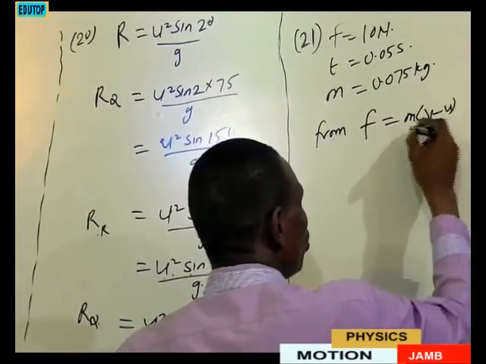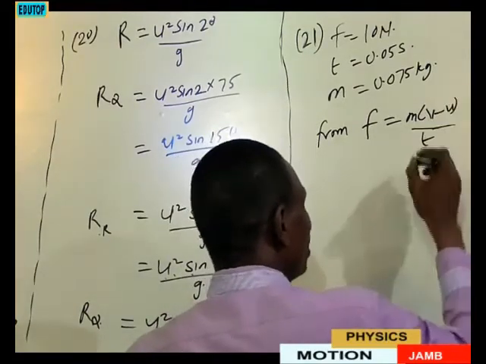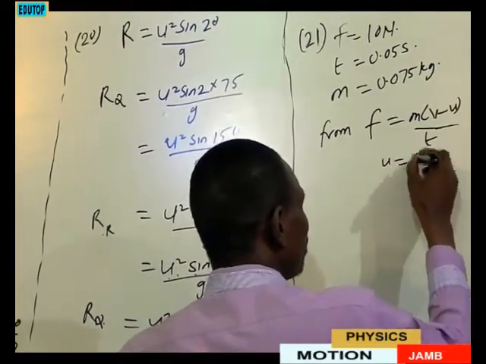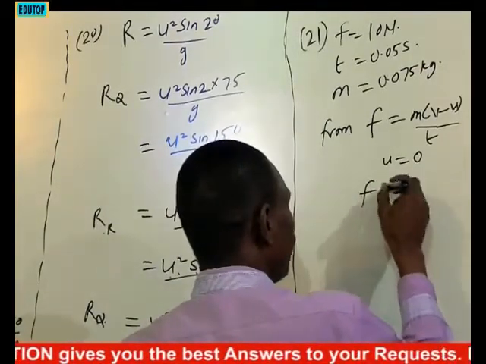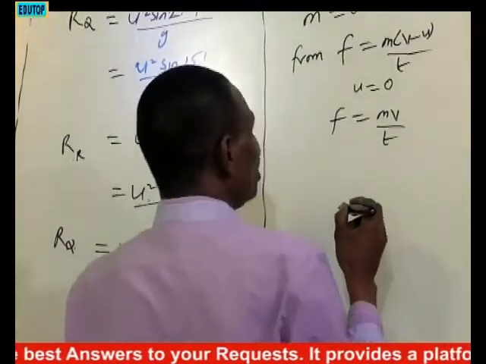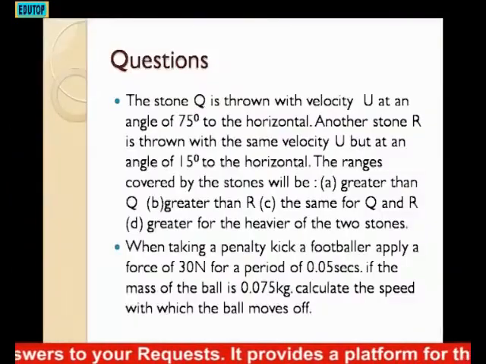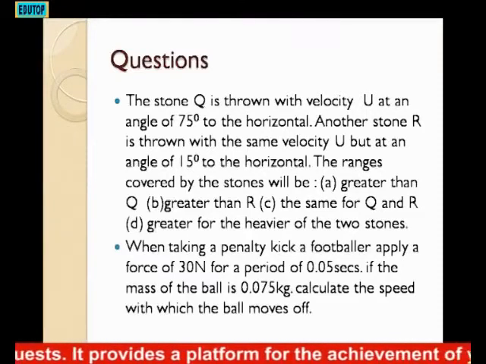You remember this formula? F equals m times (v minus u) over t. But before the ball is kicked off, the initial velocity is equal to 0 because it will be at rest initially. So F will be equal to mv over t. So in this case, we have to calculate the speed with which the ball moves up.